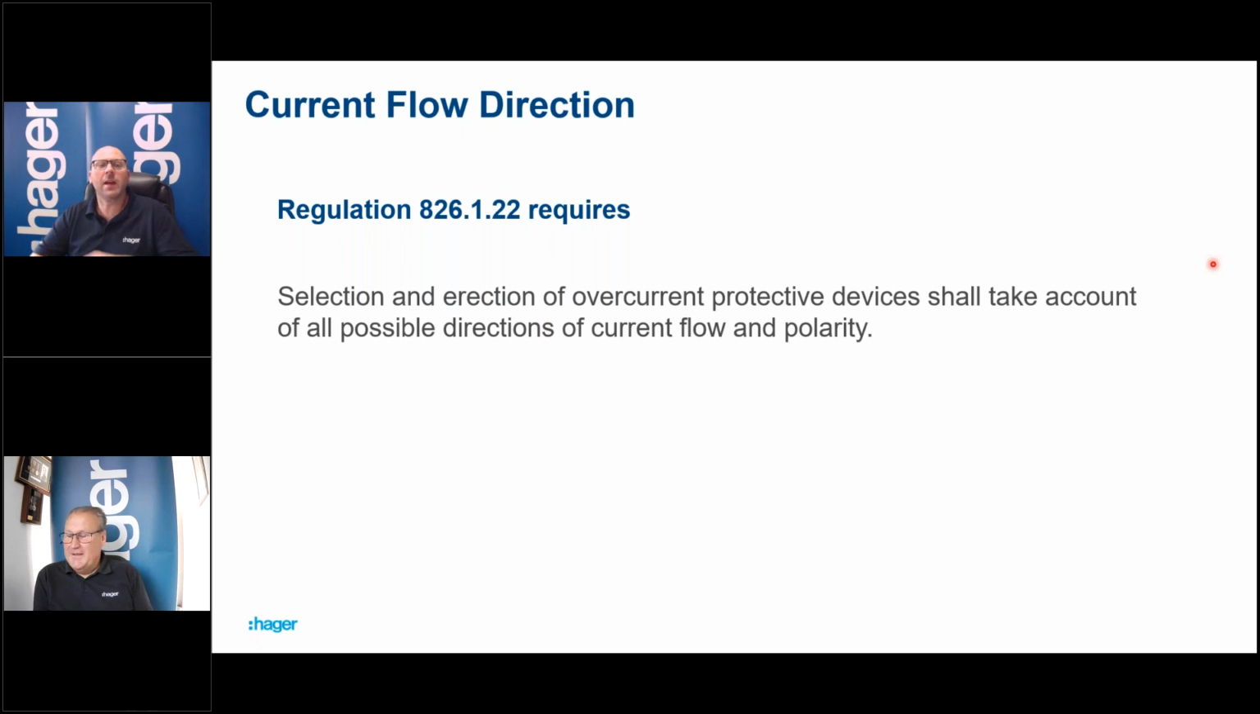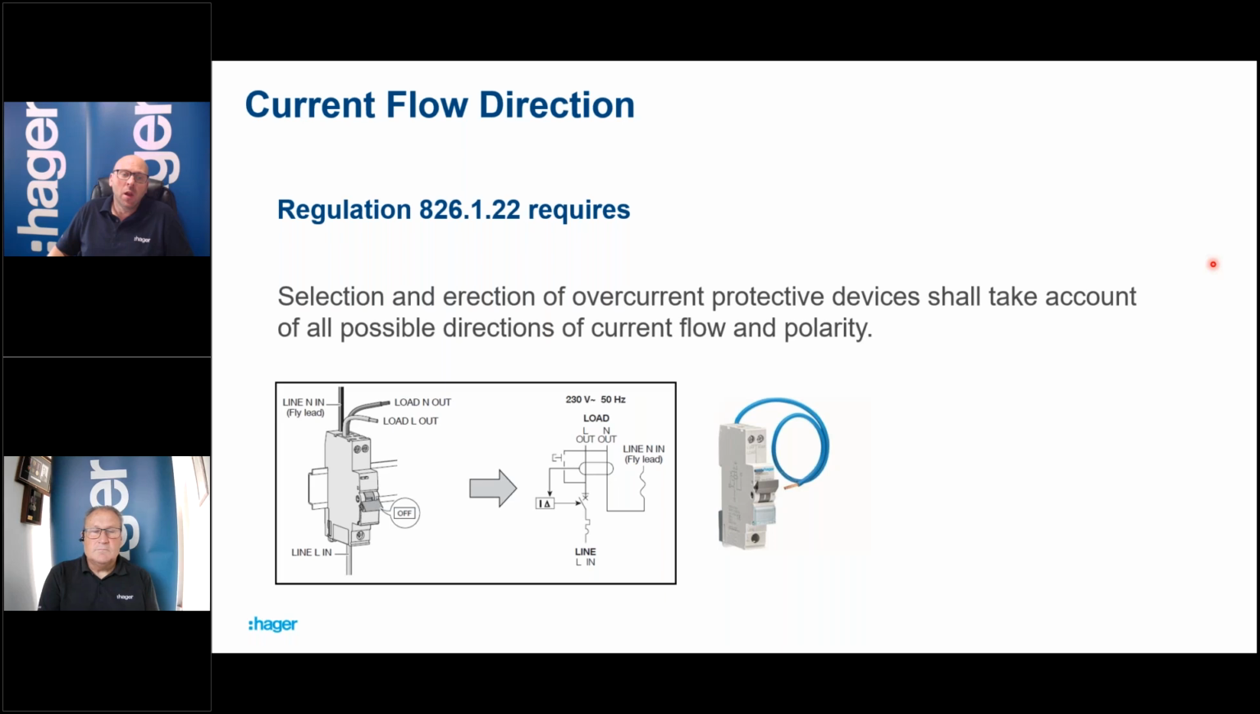I first started looking at it when we brought out this new prosumers section in the regs, Part 8. And this regulation that you can see there says the selection and erection of overcurrent protective devices shall take account of all possible directions of current flow and polarity. Polarity is something we've been used to over the years, talking about correct polarity. But current flow direction, when we started looking at this, it's become a bit of a problem for installers out there, where lots of installers are making errors installing microgenerators to devices that were known as unidirectional devices.